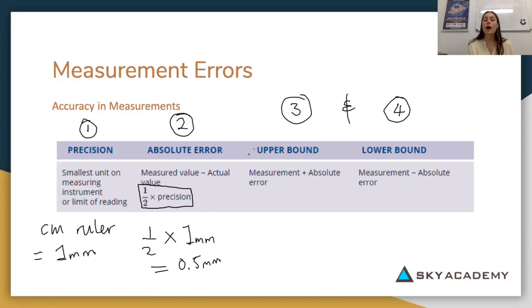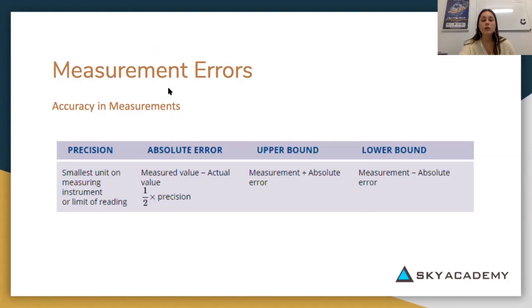So when we're doing our upper bound, we find the measurement, which could be 4.2 millimeters, and we add our absolute error. When we're doing the lower bound, you get your measurement and you minus the absolute error. So these 4 things, you have to find 1 first and then 2. Once you've found 1 and 2, you can then find 3 and 4. And they give us our range of accuracy when we're looking at a measurement.